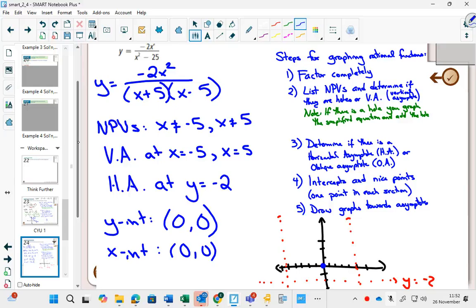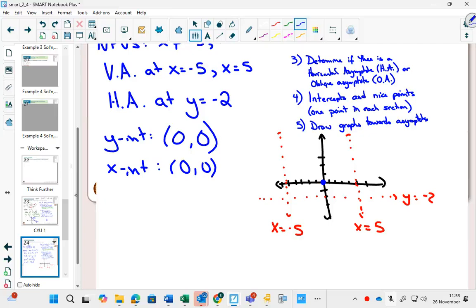Oh. And it feels like we don't have very much information right now. If we look, our asymptotes gave us 3 sections. In section 1, we have no points. So let's find a point in section 1. Let's do negative 6.